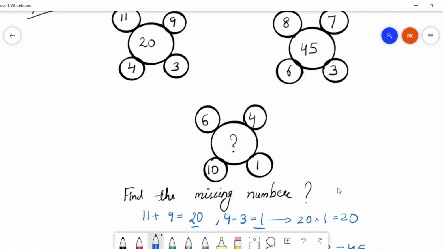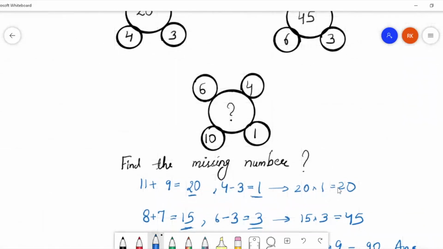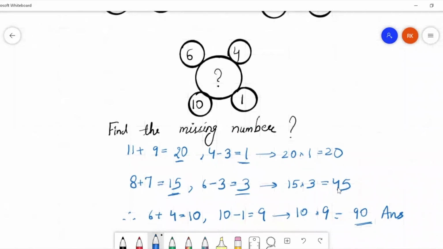Now 8 plus 7 is 15, and 6 minus 3 is 3. And 15 multiplied with 3 is equal to 45. So this is our trick. So let's get our answer. 6 plus 4 is 10, and 10 minus 1 is 9. And 10 into 9 is equal to 90.